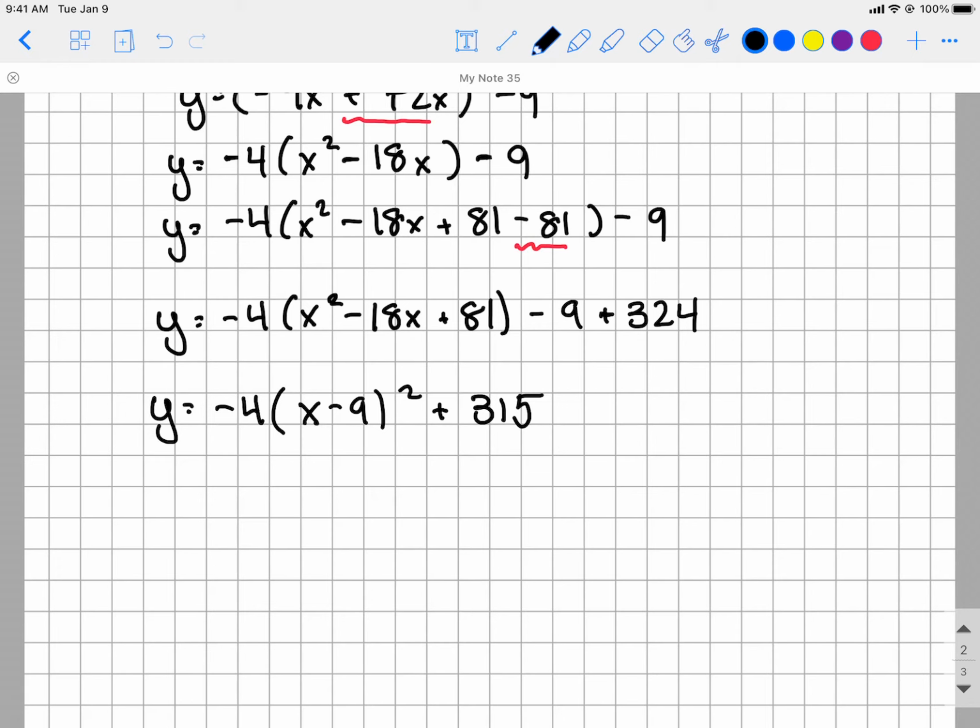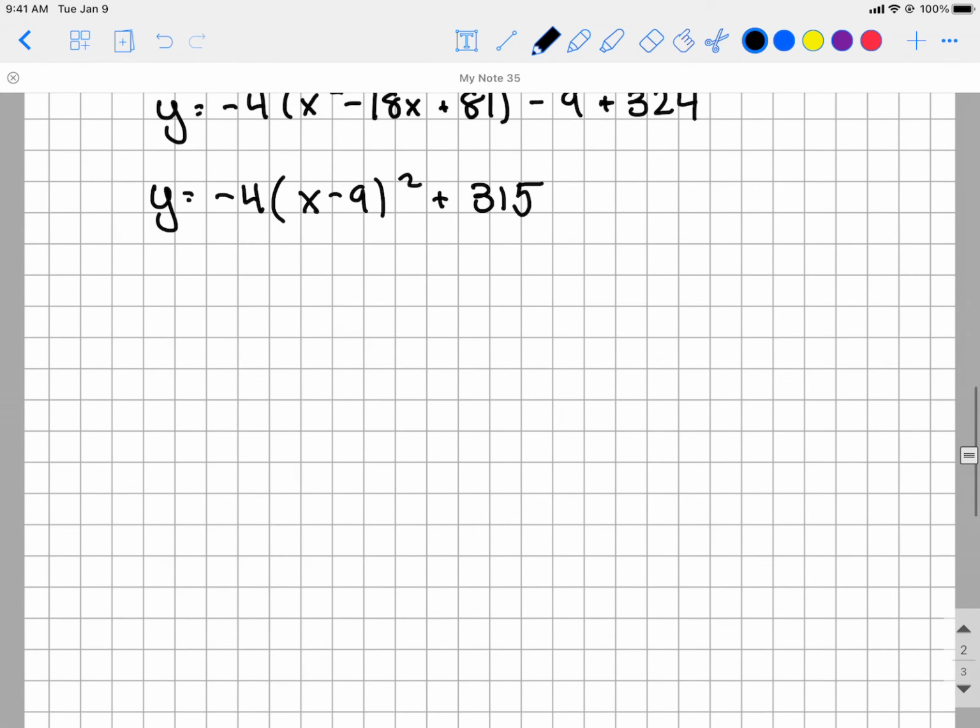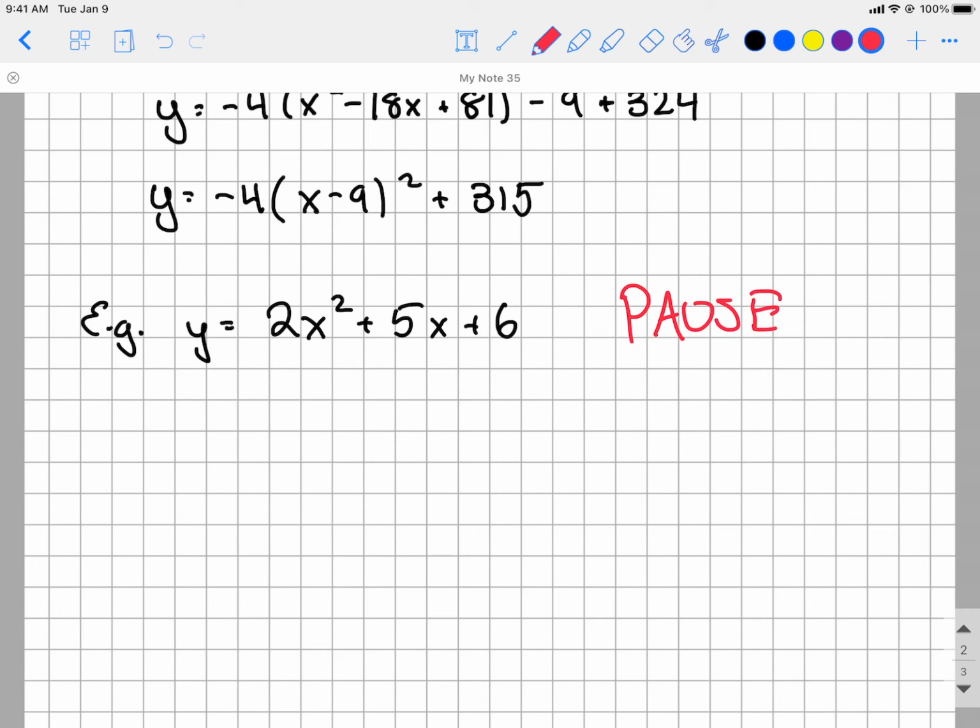All right. So I'll give you one more to do on your own. This one's going to have decimals, so you have to be really careful, but I think you'll be able to handle it. So we've got y equals 2x squared plus 5x plus 6. So pause here, run through it on your own, and come back and check once you're done.